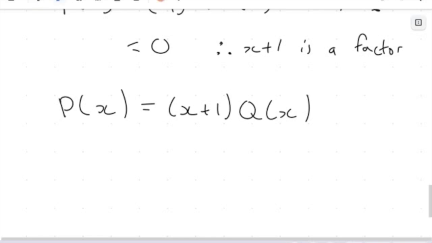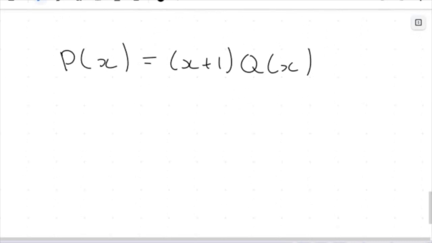Why am I not putting a remainder here? Because I know since it's a factor, I'm going to have a remainder of 0. So normally we would write this plus r. I've just not done that because by our factor theorem, I know that x plus 1 is going to give us a remainder of 0.